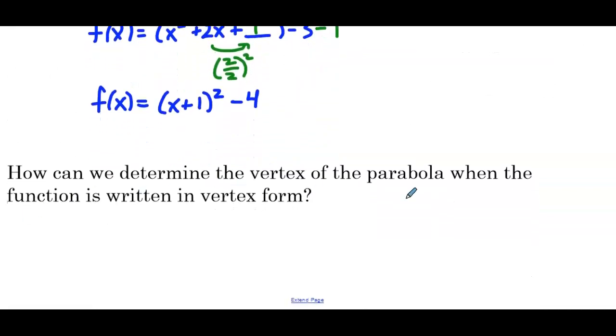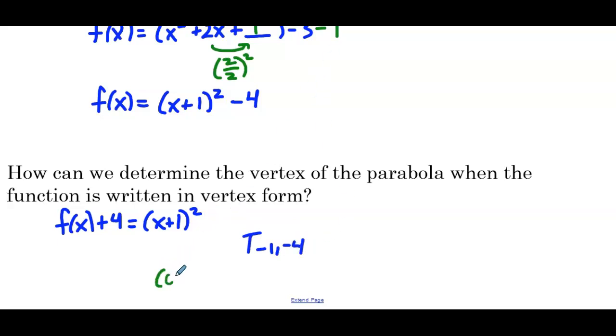So how can we determine the vertex of the parabola? As we just said, identify the transformation. So f of x plus 4 equals x plus 1 squared. The translation there is negative 1, negative 4.